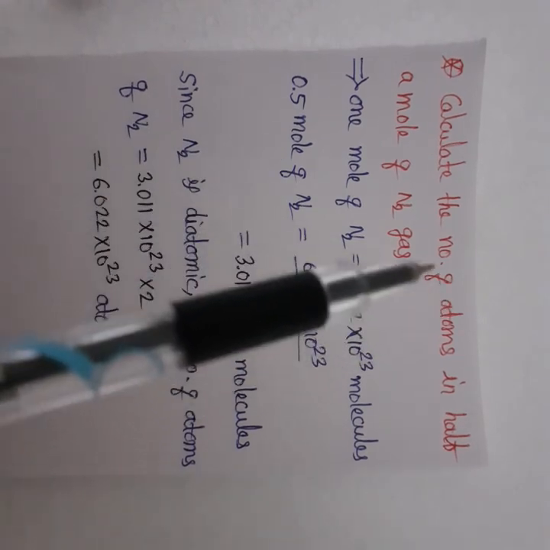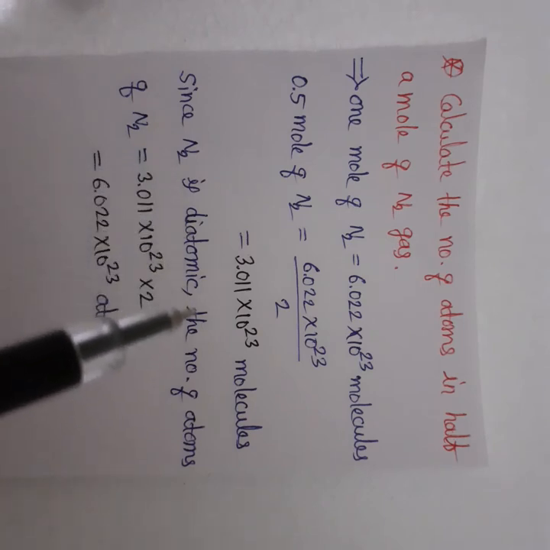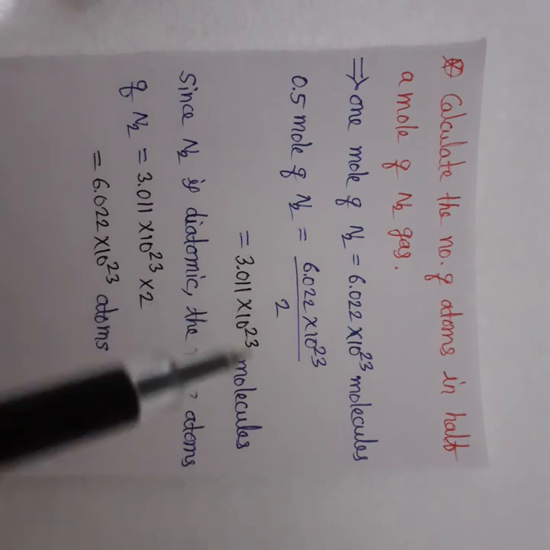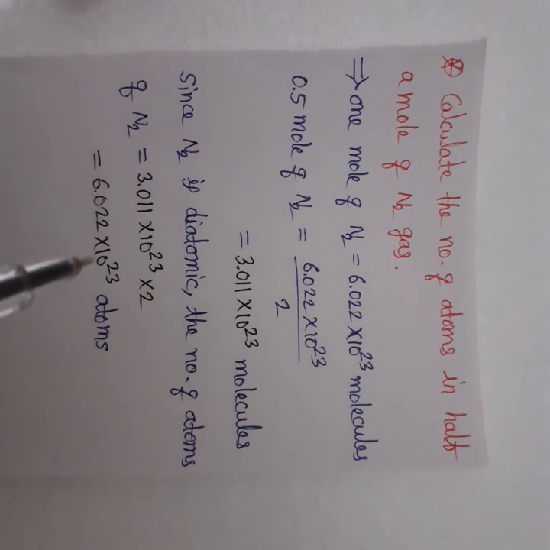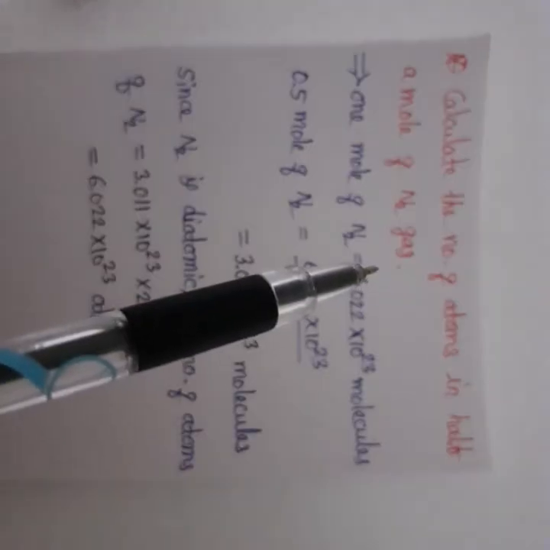But here we need to calculate the number of atoms. Since nitrogen is diatomic, the number of atoms of nitrogen is equal to this number of molecules multiplied by 2. Then it gives 6.022 into 10 to the power 23 atoms. This is the number of atoms present in half a mole of nitrogen gas.